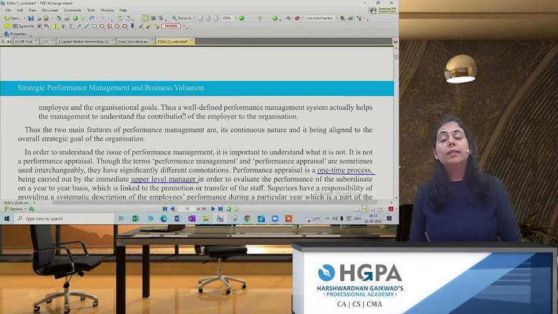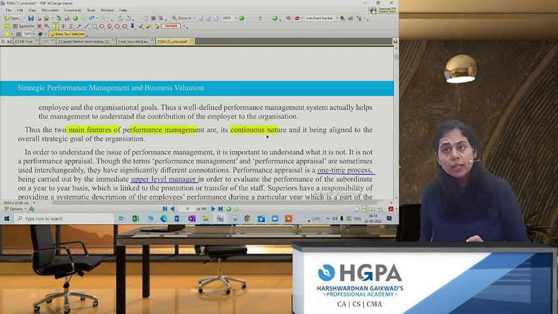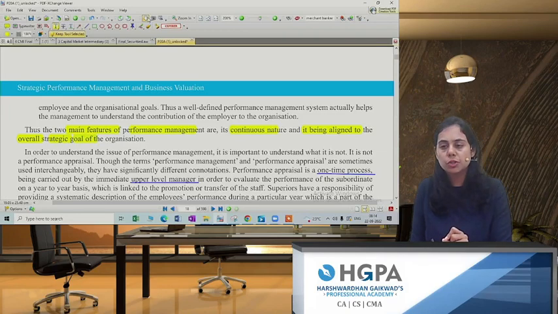Now, there has to be a proper linkage between what? Between the employee's goal and the organizational goal. Thus, these are the two main features of performance management. That is, it has to be continuous in nature, and the most important point is what? That it needs to be aligned with the overall strategic goal of the organization.